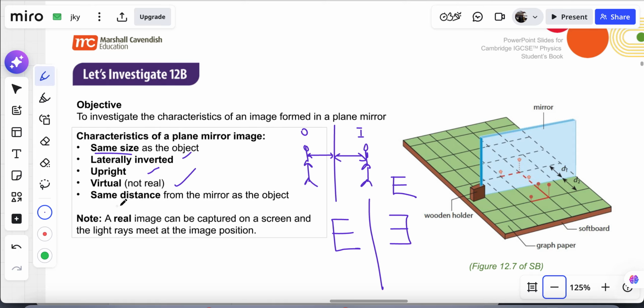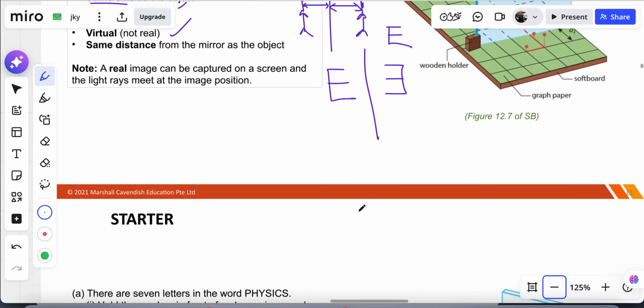Then same distance. I already explained the distance. The object distance is the same as the image distance. U and V are equal. Same distance from the mirror and away from the mirror. So there are about five characteristics of an image formed in a plane mirror.